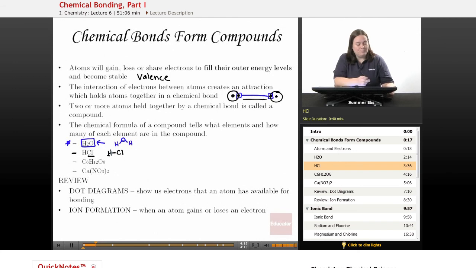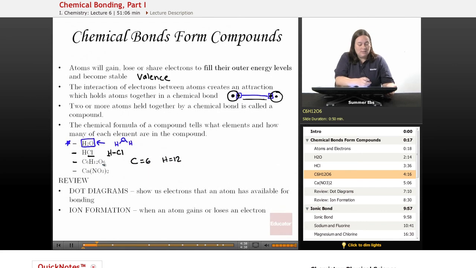When we get to a more difficult one, we have C6H12O6. So we take a look, there's C, that's for carbon. So there are 6 carbons in that formula. There's H, and there's a 12 right next to the H. There are 12 hydrogens in that formula.